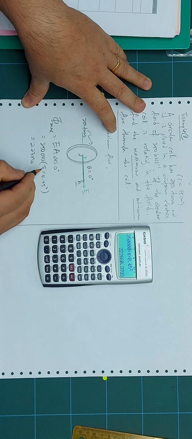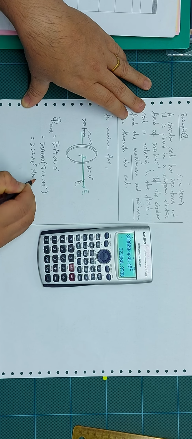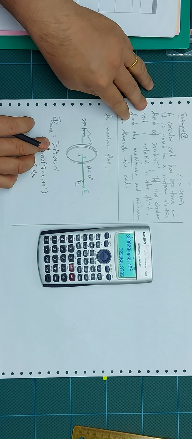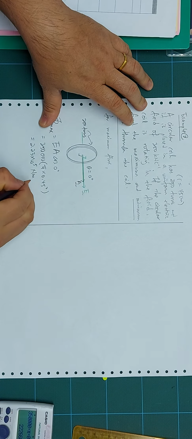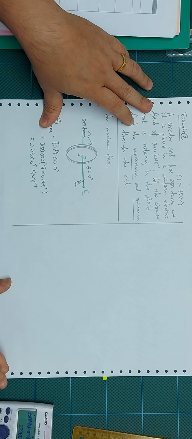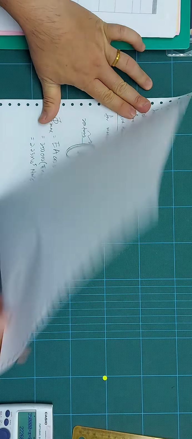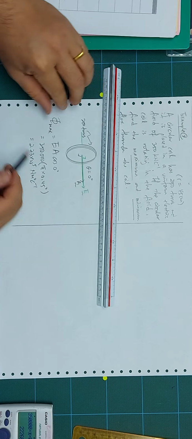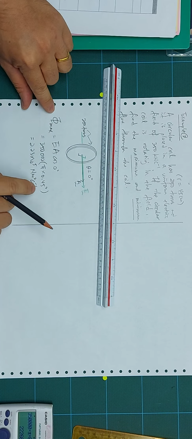2.23 times 10 to the power 5. What's the unit again? Newton meter square per coulomb. Newton meter square per coulomb. Now that is our value for 1 turn.